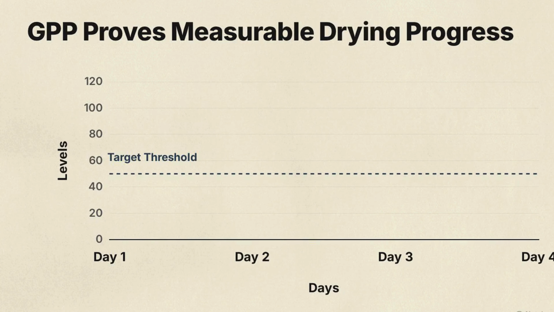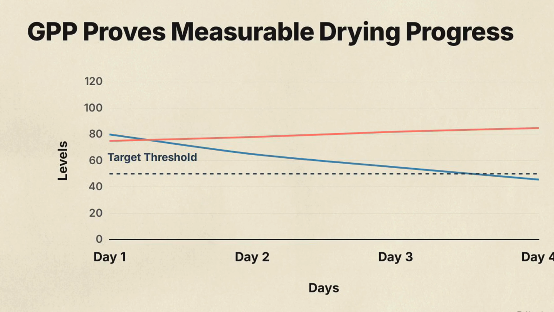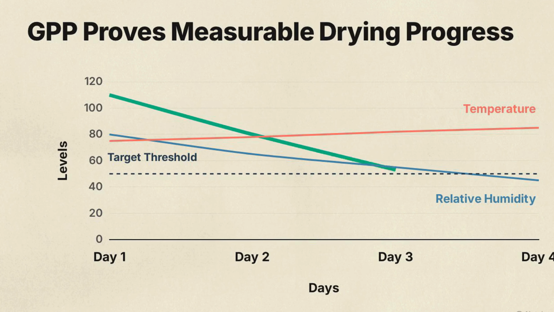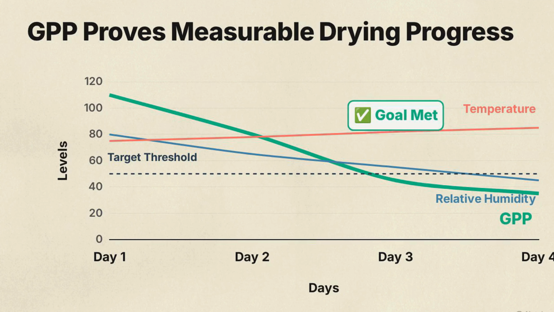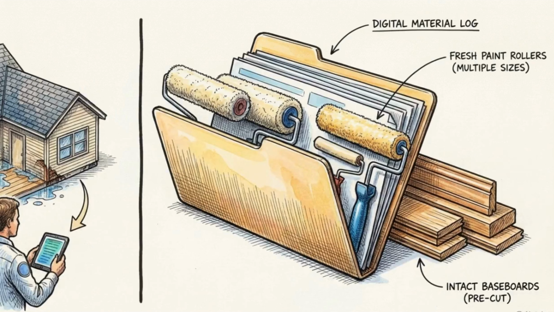This graph plots daily psychrometric logs over a 4-day timeline, tracking temperature, relative humidity, and GPP. Notice the GPP line crossing the target threshold. Without these logs proving measurable drying progress, carriers will deny your daily equipment rental charges. It is important to remember that this mitigation scope, focused entirely on stabilization and demolition, is handled separately from the reconstruction scope, which covers material replacement.